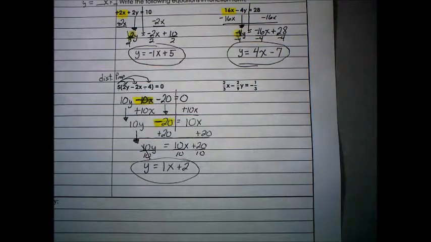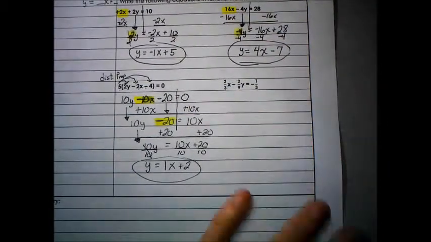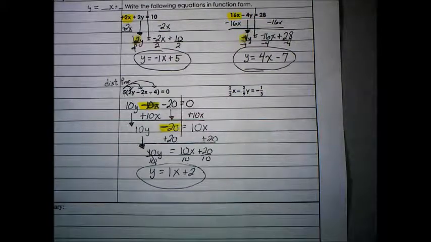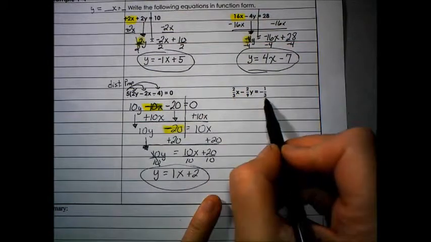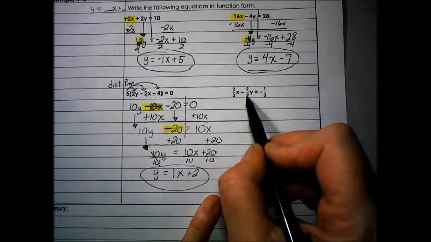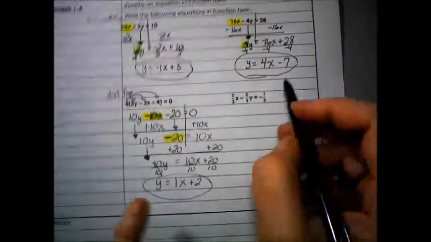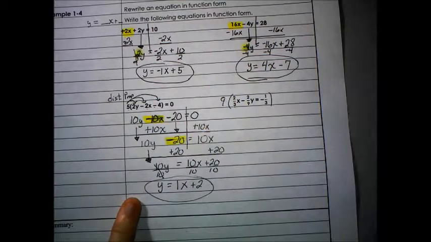Alright, on the last example, this one's really scary looking. It's got fractions everywhere. But I can get rid of the fractions by multiplying by a common denominator. If I look at my denominators, I notice that I have 2 3's and also a 9. But 9 is a common denominator of all of these. So I'm going to multiply the entire equation through by 9.